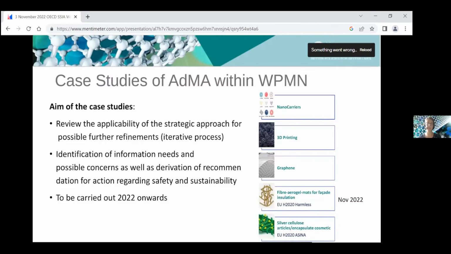And so far we identified 5 case studies that should be carried out from 2023 onwards. The one is on nano carrier. Then we will have a case study on 3D printing. And there was a proposal to look at graphene. Already next month, we will have a workshop on fiber aerogel mats for facade insulation, which is supported by the EU Horizon 2020 project Harmless. And also a second case from an EU Horizon 2020 project, which is ASINA, is on silver cellulose articles and encapsulated cosmetics. And with this, I would like to hand over to my colleague Agnes, who will now give some more information on this strategic approach.